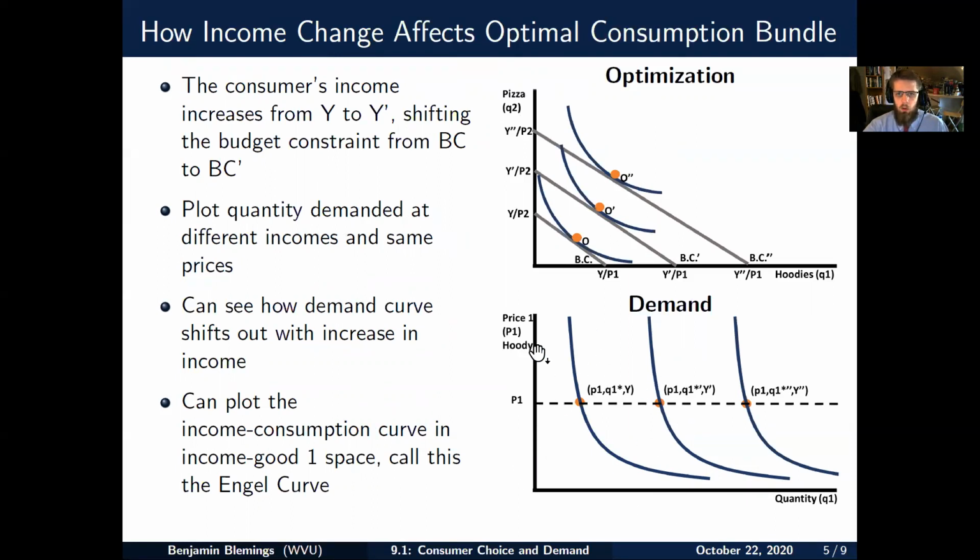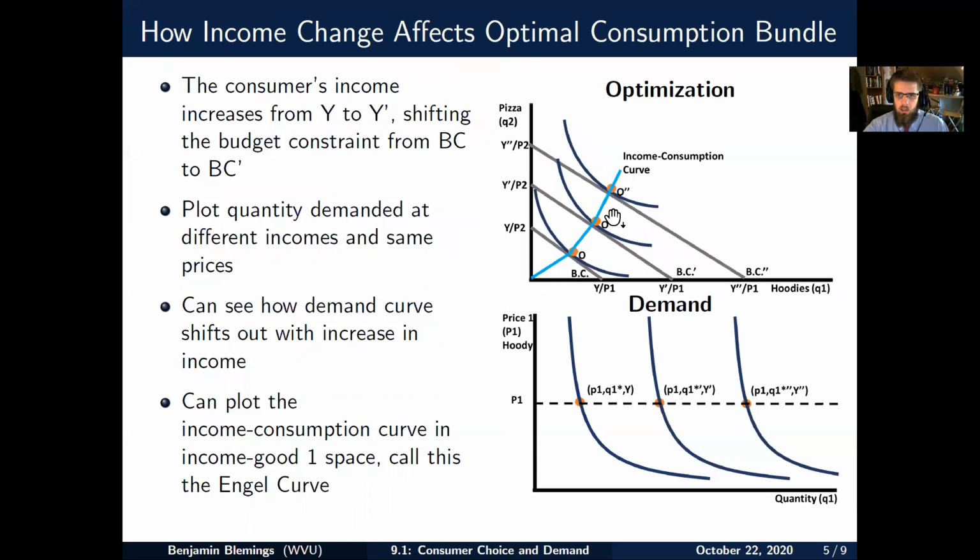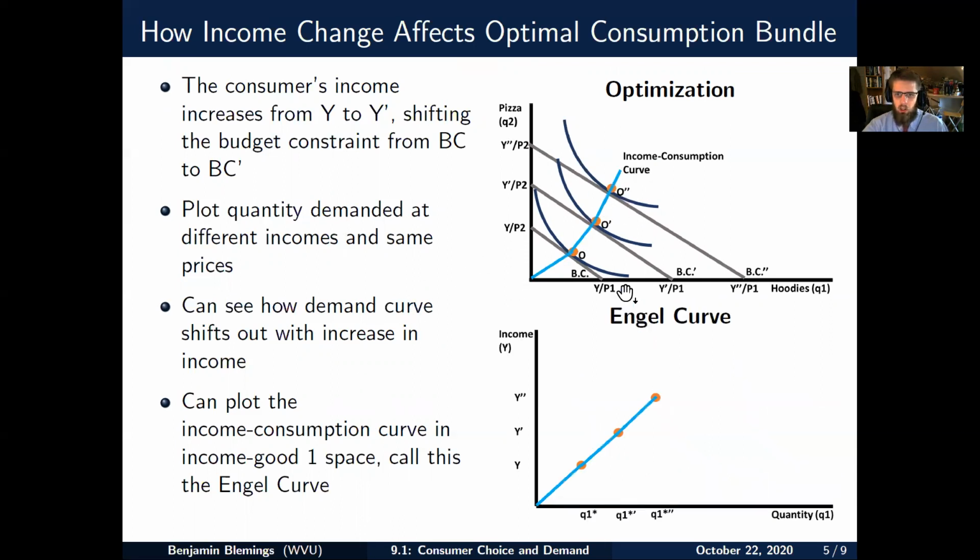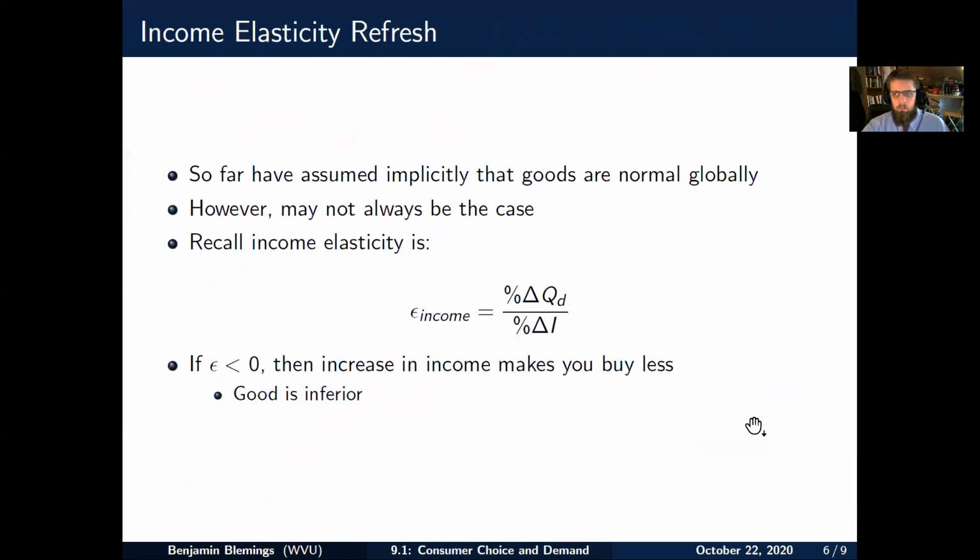And what we're going to do is call this the income consumption curve, which is just the line through our optimal bundles. And we can plot this income consumption curve in income-quantity one space. And this is called the Engel curve. It documents how consumption changes with changes in income. Should be pretty straightforward.